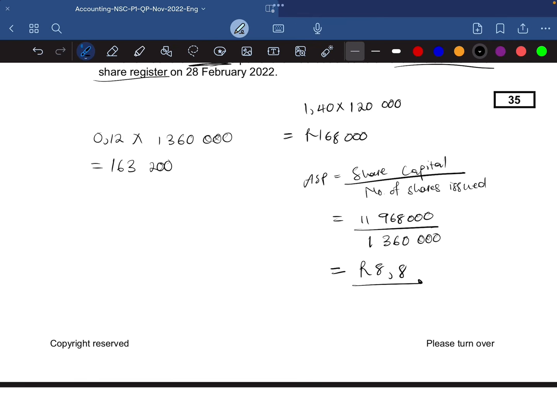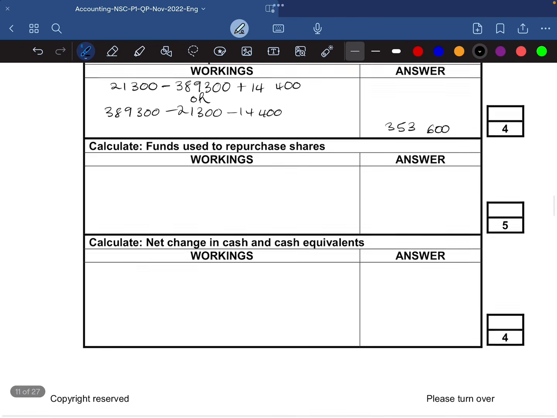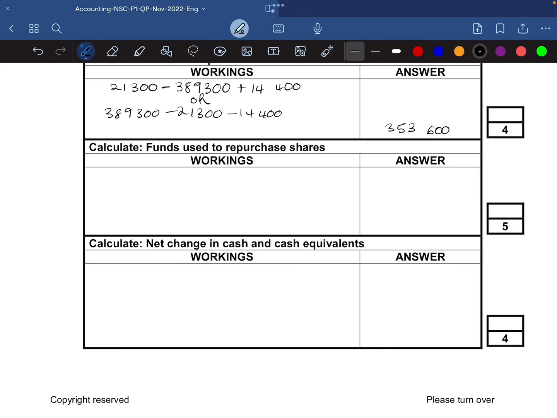So the business in total paid 8.8 plus 1.4, and that should give, my mental math is not mental mathing, so that's 10.2. The business paid 10.2 to repurchase the shares. So I'm just going to say 10.2 multiplied by 120,000 shares. So that gives 10.2 times 120,000, which is 1,224,000. So it's really key to show how you got the 10.2.